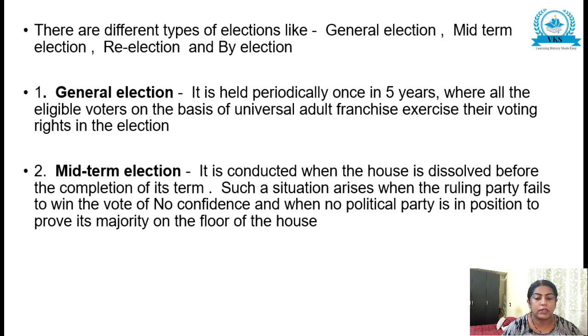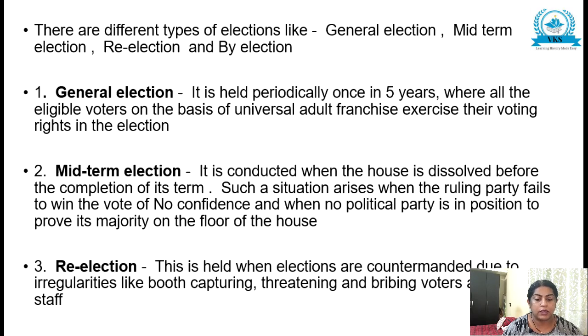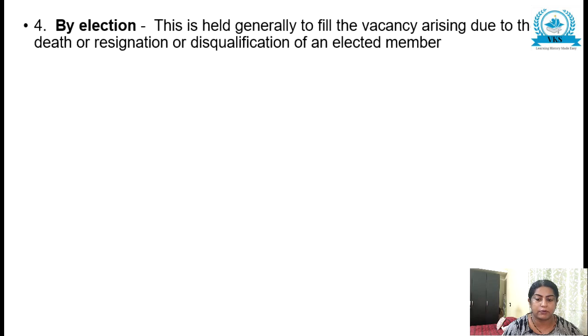Midterm election is conducted when the House is dissolved before the completion of its term. Such a situation arises when the ruling party fails to win the vote of no confidence and when no political party is in a position to prove its majority on the floor of the House. Re-election is held when elections are countermanded due to irregularities like booth capturing, threatening and bribing voters and polling staff. By-election is held generally to fill the vacancy arising due to the death or resignation or disqualification of an elected member. So now let us move on to the next topic.